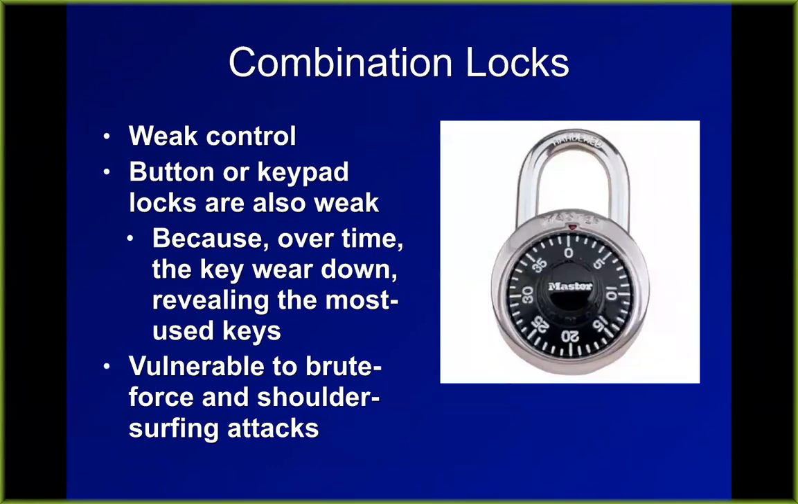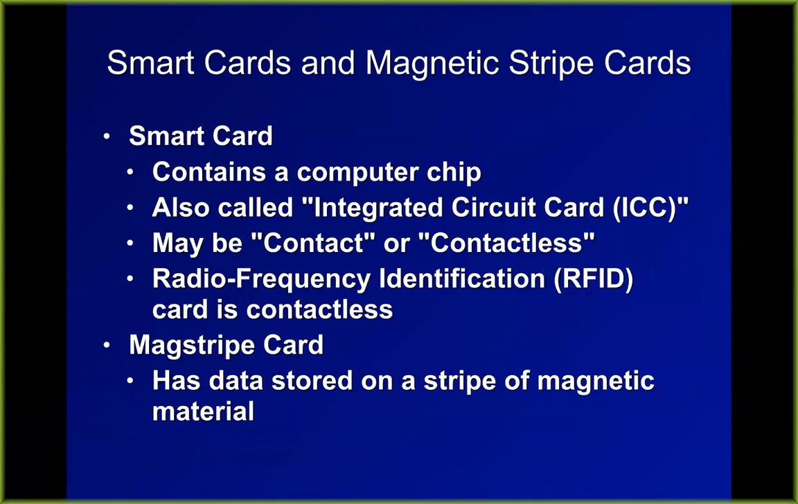Button and keypad locks are also weak because after a while the keys wear down, and you can even look at them sideways or put dust on them and see which ones have fingerprint grease on them, so you can find out which ones people have been pressing. And they're vulnerable to brute force attacks, where you just try every possible combination. And they're vulnerable to shoulder surfing attacks. You can just stand near someone or put a camera nearby and watch them press the keys and learn what the combination is that way.